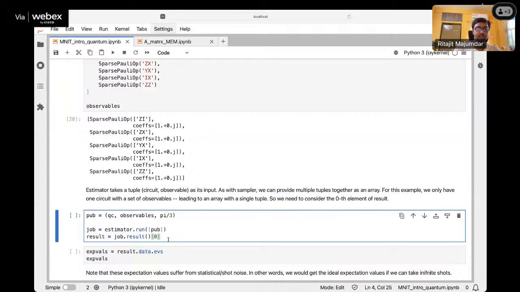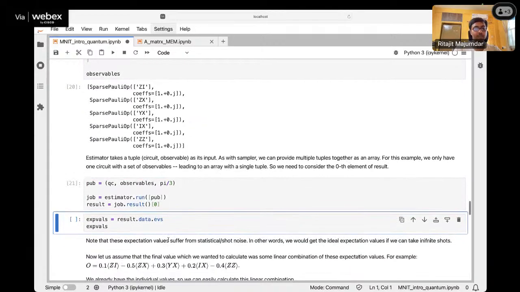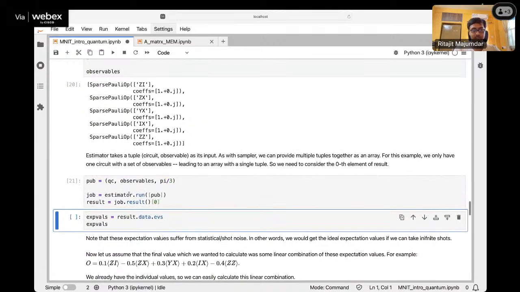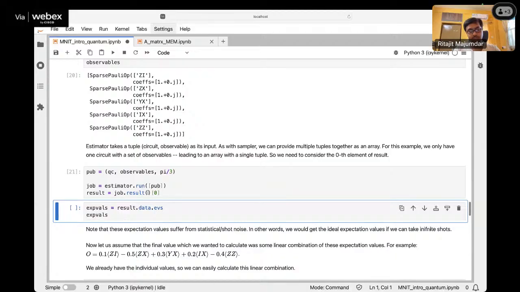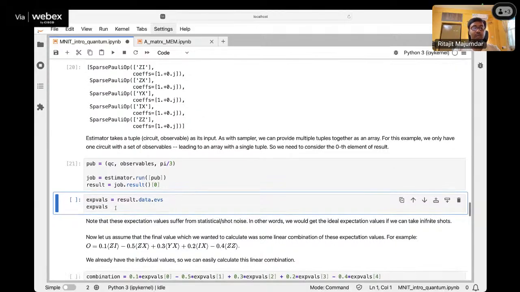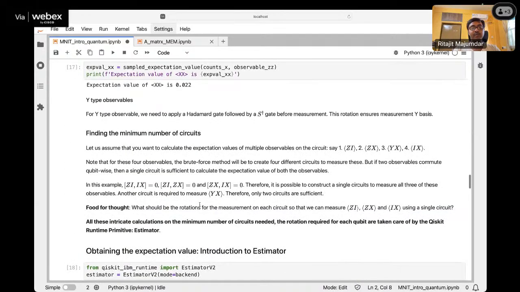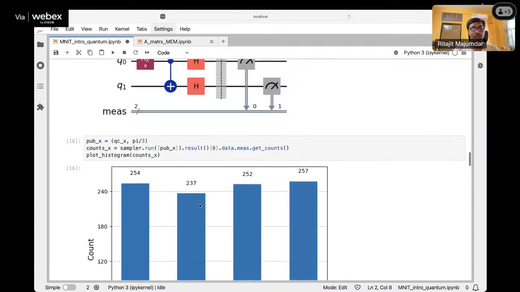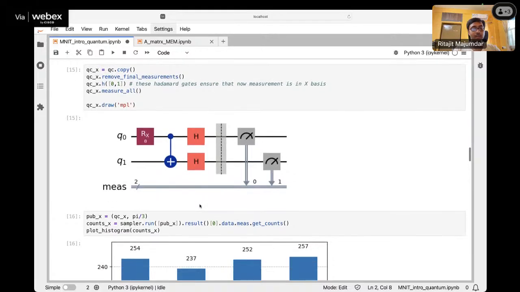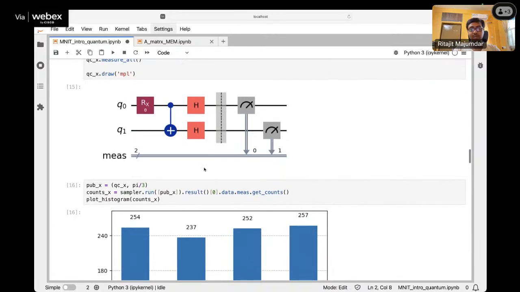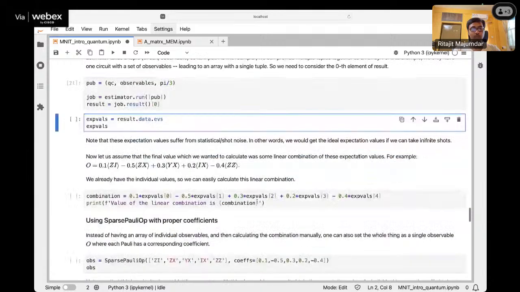So let's just run. I'll do this job equal to estimator.run. I send in the pub. My result again is job.result. When it comes to expectation values, it is result.data. Previously, there was a mess where we were going into the classical register. That doesn't happen here. We don't want the counts. We want the expectation values. EVS stands for expectation values.